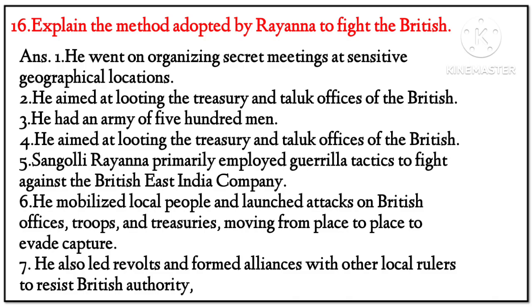Sangolli Rayanna primarily employed guerrilla tactics to fight against the British East India Company. He mobilized local people and launched attacks on British officers, troops and treasuries, moving from place to place to evade capture. He also led revolts and formed alliances with other local rulers to resist British authority.